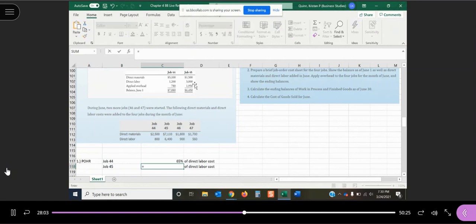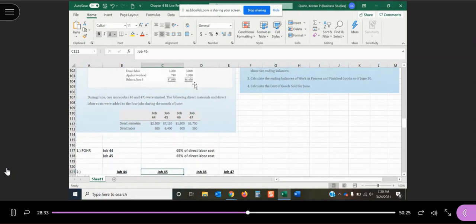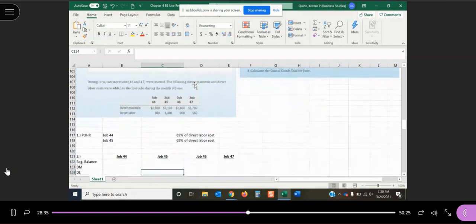If we do job 45, $1,950 in overhead was applied based off of $3,000 in direct labor cost. We're still at 65%. That means our predetermined overhead rate is 65% of the direct labor cost associated with each job. So now that we know that, we can go ahead and start our job order cost sheets.